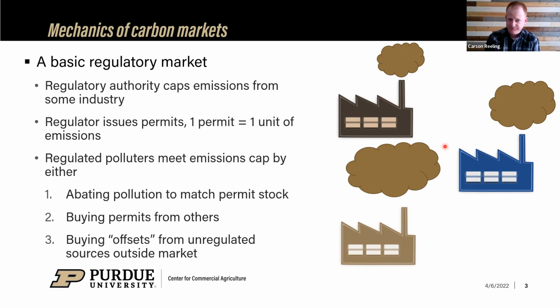I'm going to set a cap. A cap is just a limit on the total amount of emissions that can come from this industry. Of course, to be binding or to have any effect, the cap has to be smaller than the amount that the industry emits prior to the regulation. But I'm going to set this cap, and then I'm going to issue permits in accordance with it. I'm going to issue one permit for every unit of emissions that I want to see this industry emit.